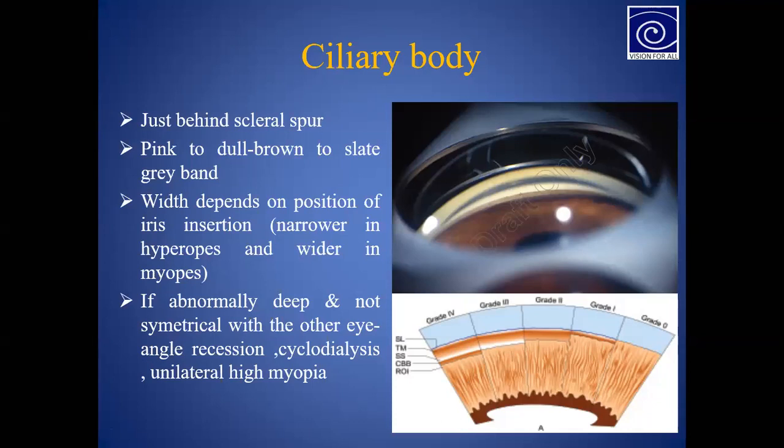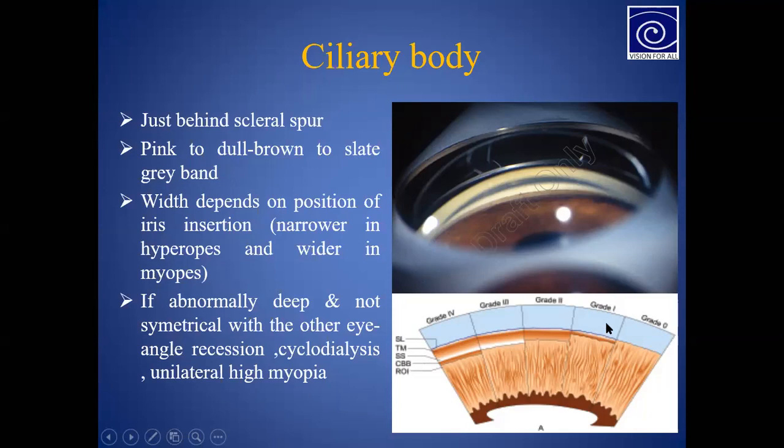Okay. So if you see this grading system, in grade 4 all the structures of the angle are visible, right? Starting from the ciliary body band to Schwalbe's line. In grade 3, the ciliary body band is not visible, and the rest of the structures are visible. And in grade 2, the ciliary body band and the scleral spur are not visible, and apart from these two structures, all the others are visible.